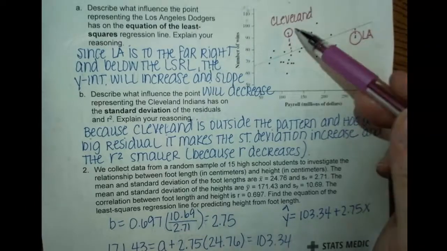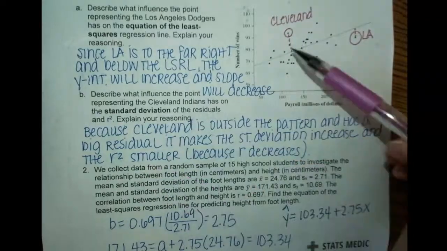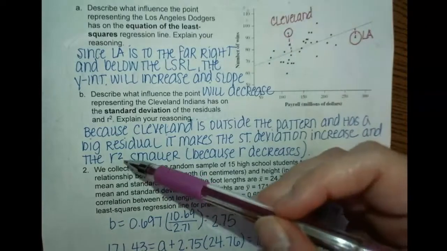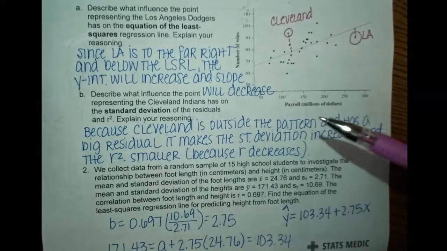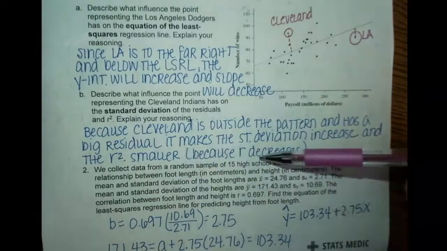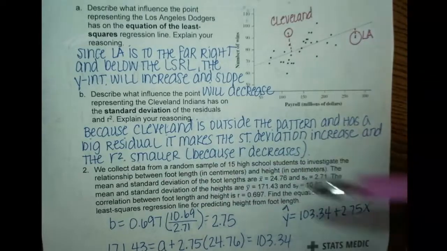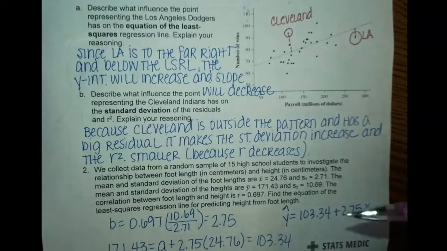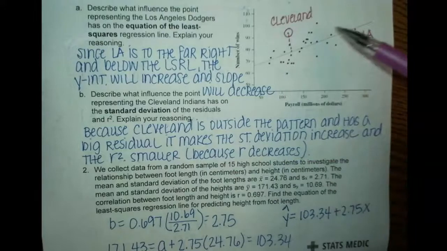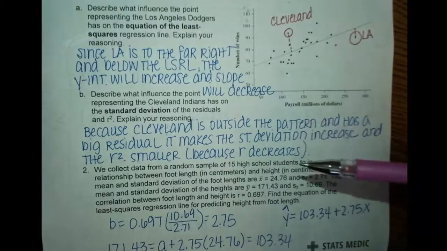And when your standard deviation increases, your correlation is going to decrease. And when your correlation decreases, your R squared also decreases because R squared is literally the square of your correlation. So once correlation goes down, your R squared is going to go down. And so that means this line is less effective at making predictions than it could be.